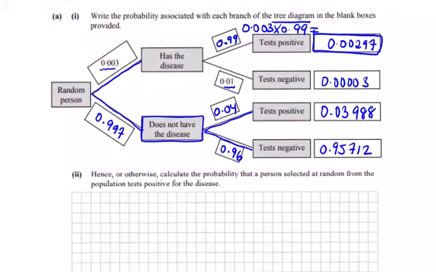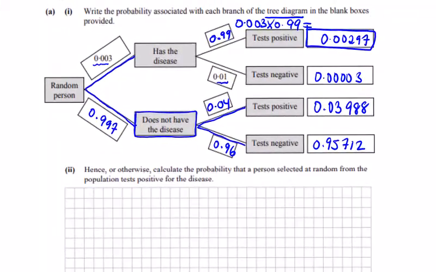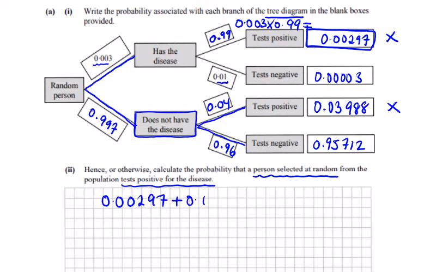Part 2 asks, hence or otherwise, calculate the probability that a person selected at random from the population tests positive. So here we go. Here are my two test positives. So we have 0.00297 plus 0.03988 equals 0.04285.